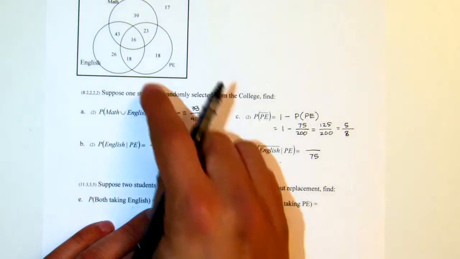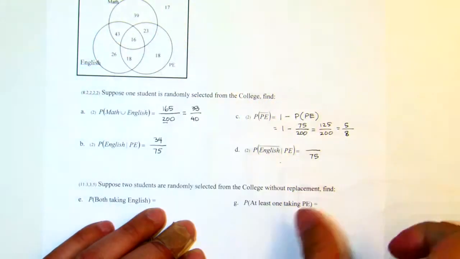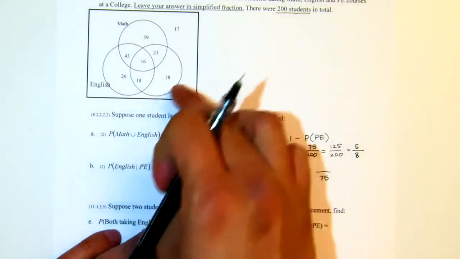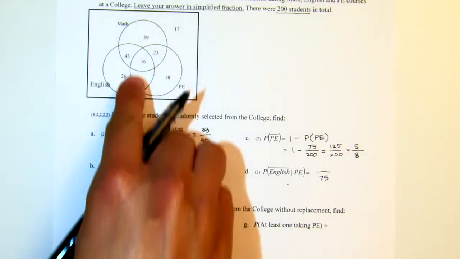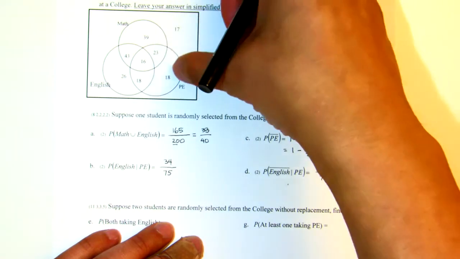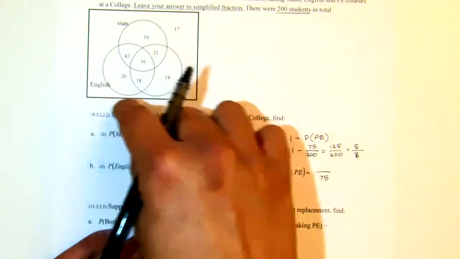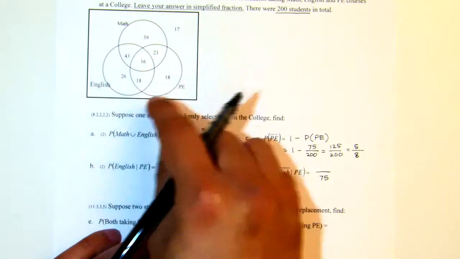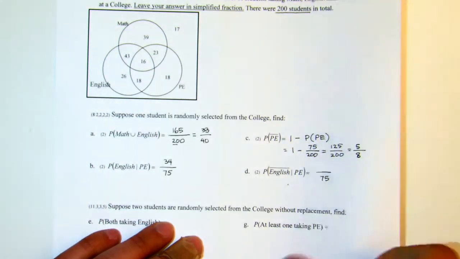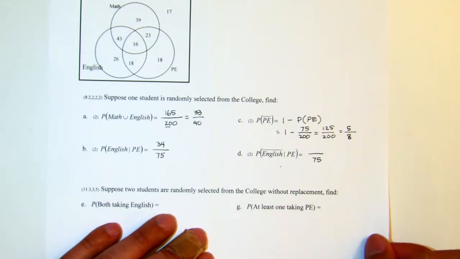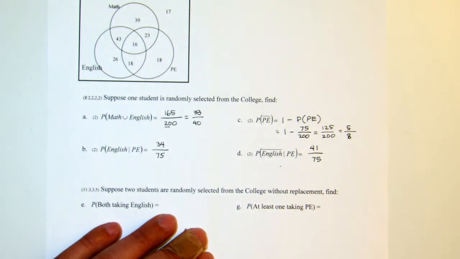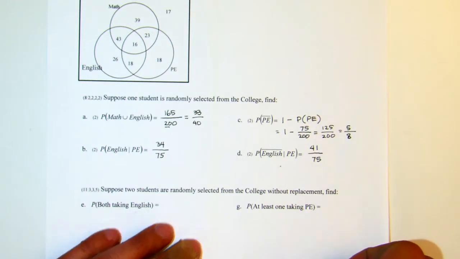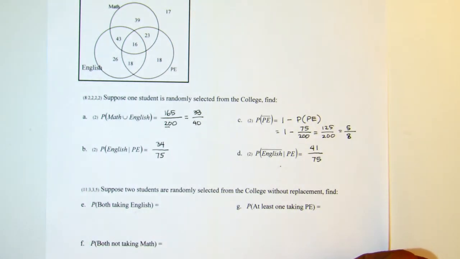Now, out of these 75 students taking PE class, how many of them are not taking English? So we are talking about the parts outside of the English circle but still inside the PE. If we add those two numbers, we will get 41 out of 75, and we can leave it like that because it's already a simplified fraction.